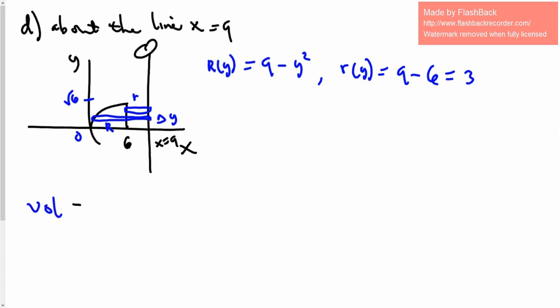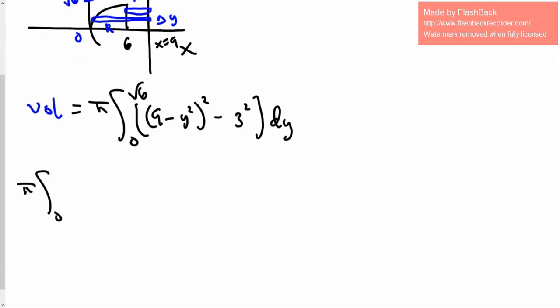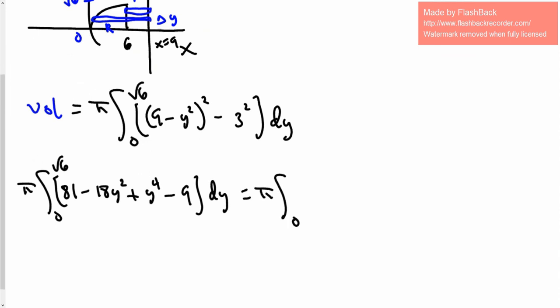So this volume is equal to pi times the integral from 0 to the square root of 6 of capital R of y squared minus little r of y squared. So this is 9 minus y squared, squared, minus that little guy squared. And we're integrating. So we simplify that. This is pi times the integral from 0 to the square root of 6. Here we get 81 minus 18y squared plus y to the 4th minus 9 dy. Simplify one more time. The integral, pi in the front, from 0 to the square root of 6, 81 minus 9 is 72, minus 18y squared plus y to the 4th.